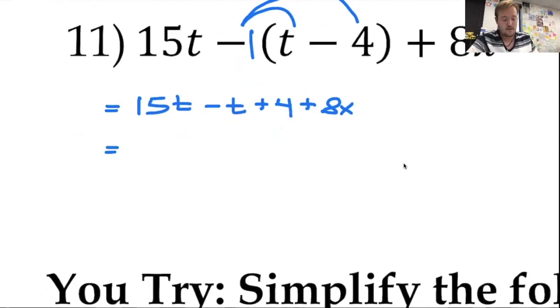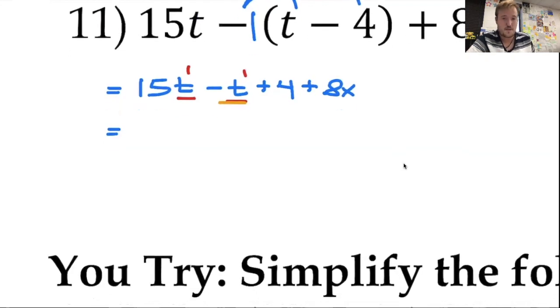All right, so now I want to start combining like terms. So I have a t here and a t here. Those exponents are the same, the bases are the same. I can combine those. However, if you look here, neither of those terms have anything I can combine it with. So if I try to combine t and x, the exponents are the same, they're all 1. However, the bases are not the same, so you cannot combine those. So in this case, our simplified expression, we have 15t minus 1t, which gives us 14t, plus 4, plus 8x.